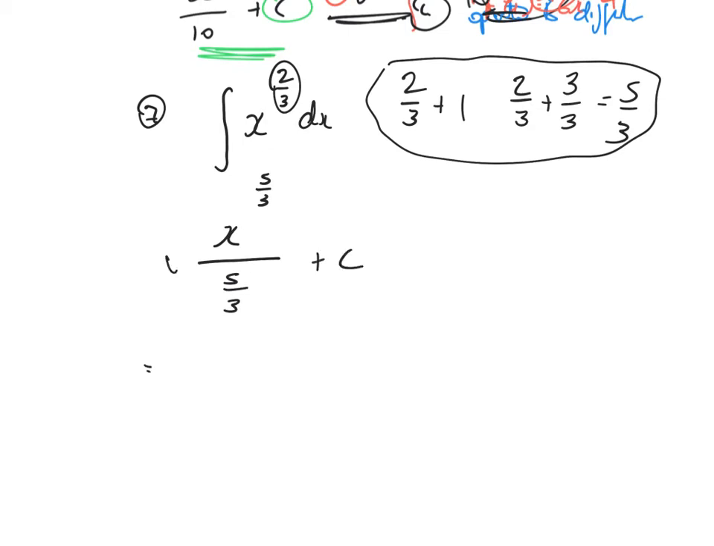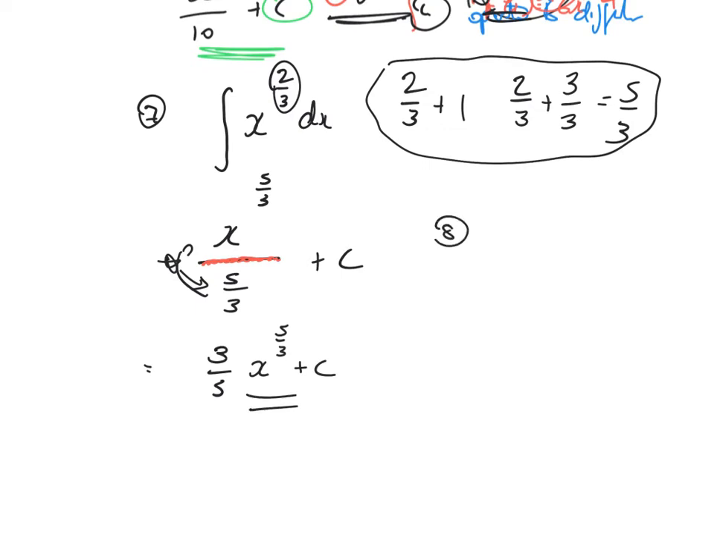Now we can absolutely then tidy this bit up. Remember, from National 5, if you divide by a fraction, you flip the second fraction upside down and you multiply. So I'm going to bring that up and flip it over, and that will be 3/5 x to the power 5 over 3 plus the constant of integration.